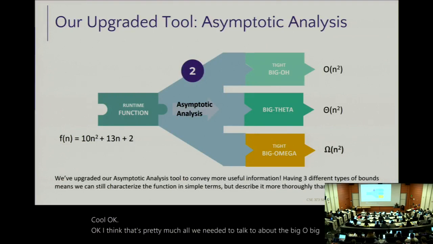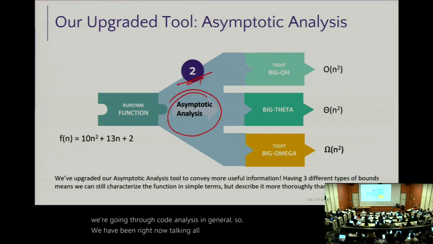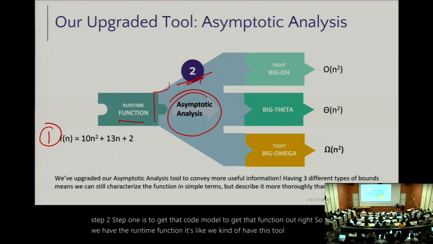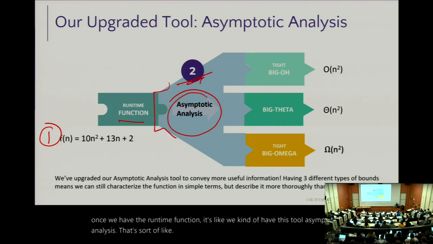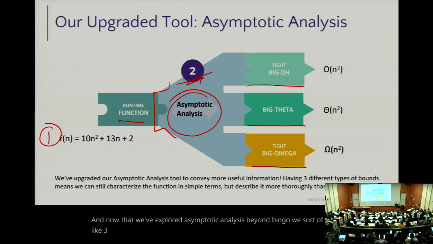I think that's pretty much all we needed to talk about for the big O, big omega, and big theta lands. Now let's return to the concept of how we're going through code analysis in general. We have been talking all about asymptotic analysis, which is really step two. Step one is to get that code model, to get that function out. Once we have the runtime function, it's like we have this tool, asymptotic analysis, that clips onto it. And now that we've explored asymptotic analysis beyond big O, we have three different ways to analyze code within the context of asymptotic analysis.